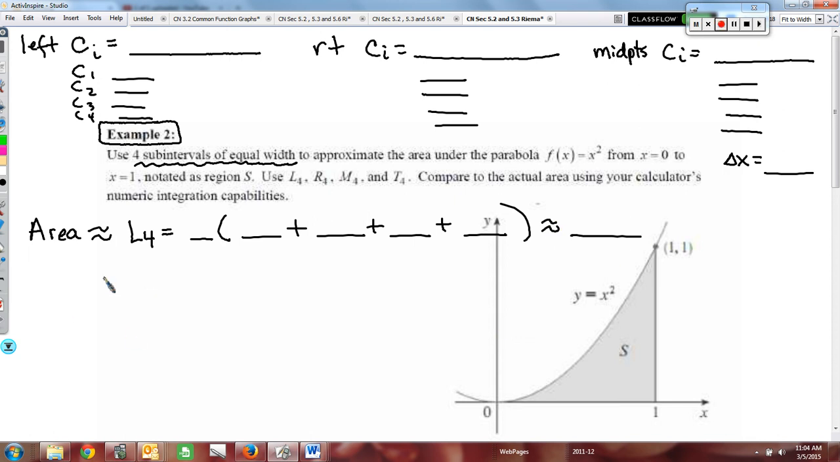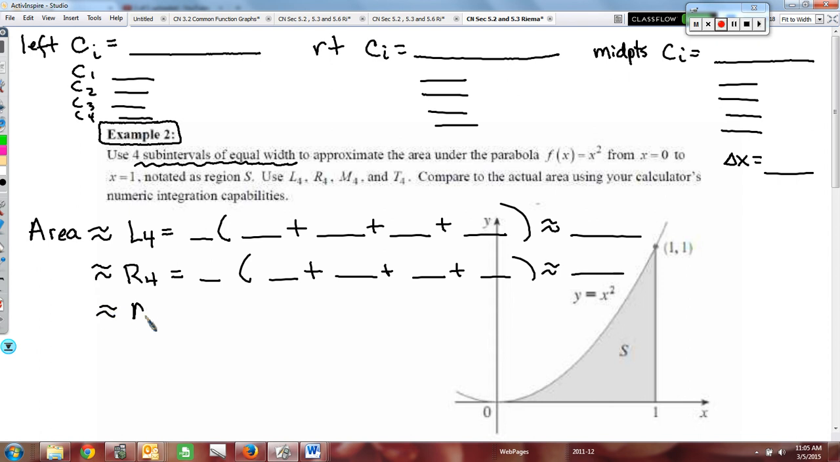Then do your right sum. Same thing, delta x times, fill that in, give an answer. Calculate your M4, fill in your delta x, fill in your notation for your expanded form, and then give an answer. And then we'll come back and I will talk about the T4. So pause the video.